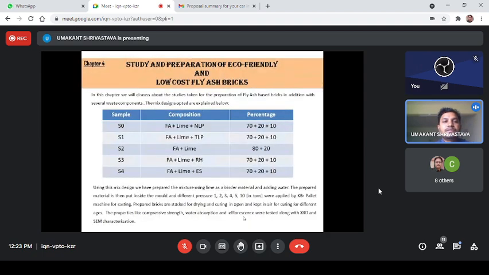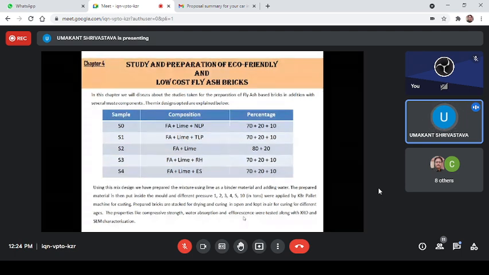Now moving toward chapter 4, the study and preparation of eco-friendly and low-cost fly ash bricks. In this chapter, we have discussed the studies taken for preparation of fly ash bricks, and for that we have prepared 5 different mix designs and named them S0, S1, S2, S3, and S4, and the compositions are given in the table. Using these mix designs, we have prepared the mixture at different pressures of 1 ton, 2 ton, 3 ton, 4 ton, 5 ton, and 10 ton. These pressures are applied by KBR pellet machines for casting.